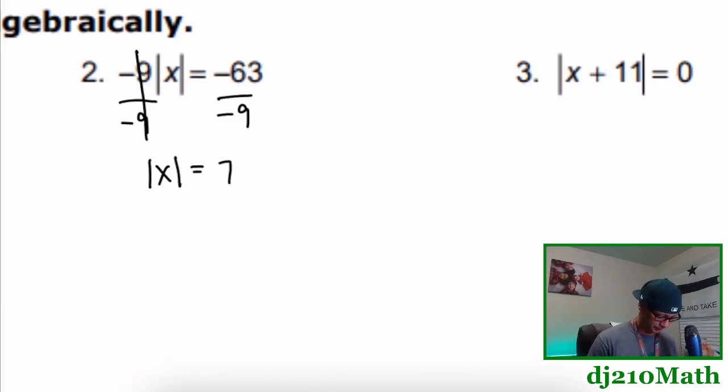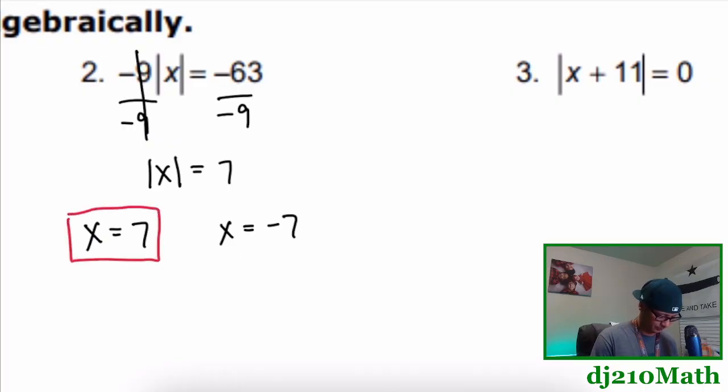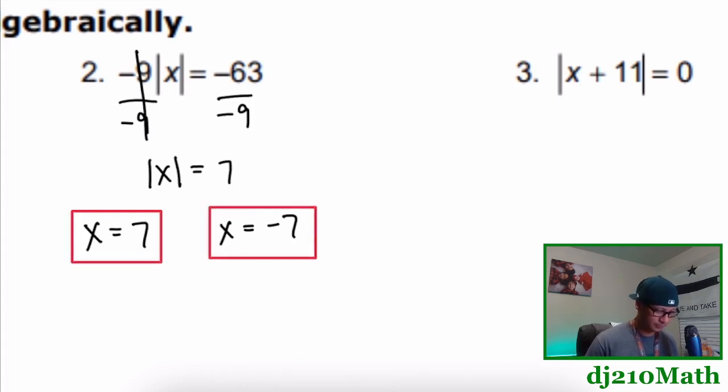Step 2 is you separate the absolute value into the positive version and the negative version. So negative 7 and 7, those are the solutions to number 2.